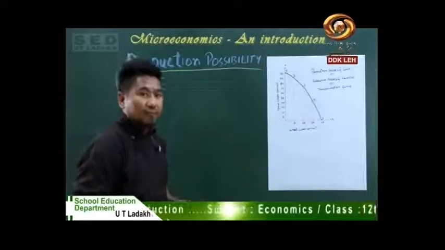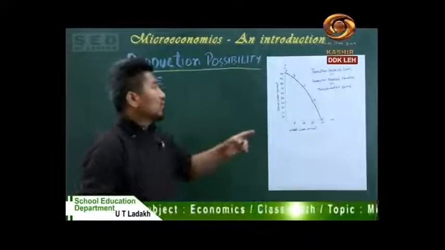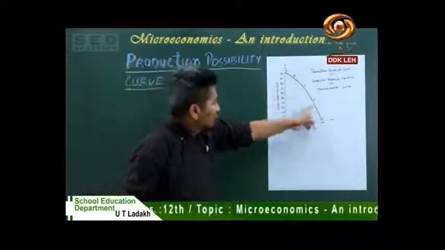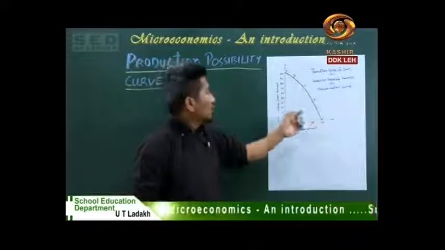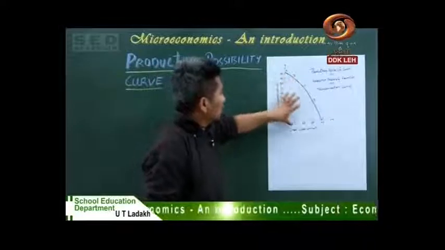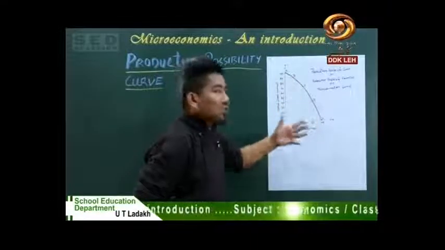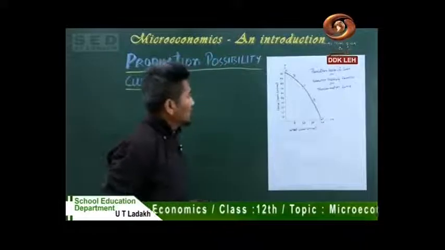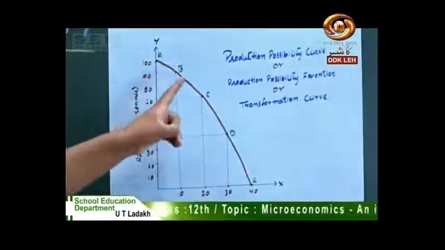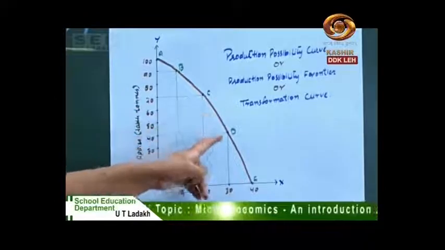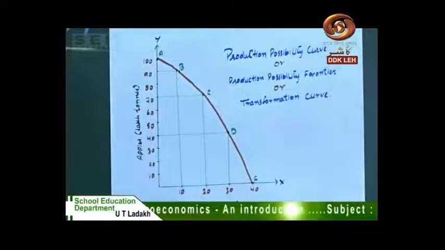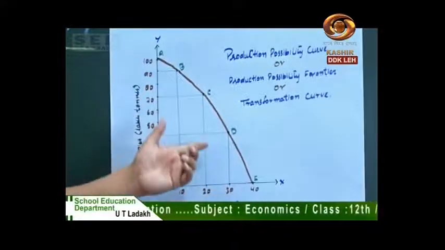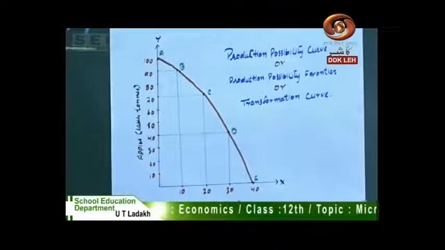So as I've told you yesterday, what is production possibility curve? It is a curve which shows different combinations of two commodities that can be produced with a given level of resources and technology. Here you see combination A, combination B, combination C, combination D, and combination E. When you join all these points, you get a curve that is called production possibility curve.